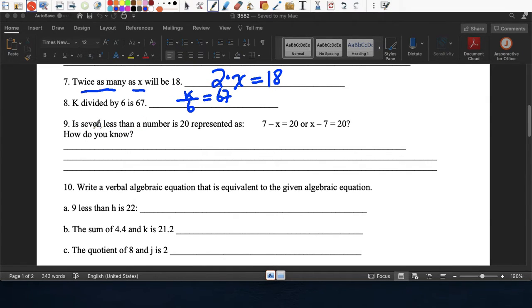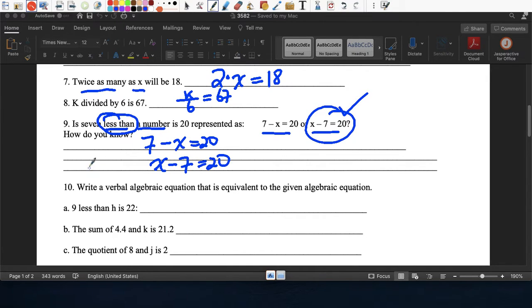So now the next one, 7 less than the number is 20. Is it this one or is it this one? Well, 7 is 7. Less than is minus. A number, let's call it x, equals 20. Pero, remember, less than is a turnaround, so we're going to switch and it's going to become x minus 7 equals 20. So the correct answer is este.